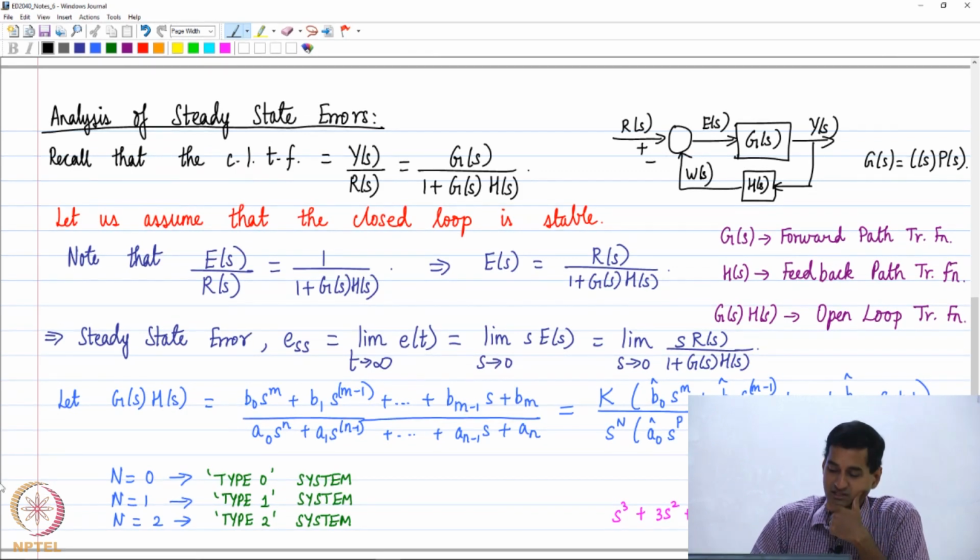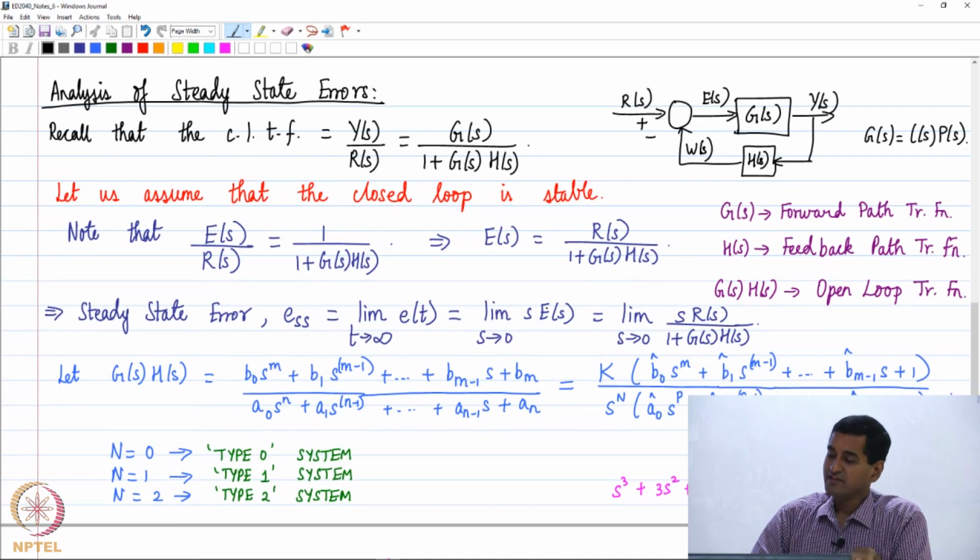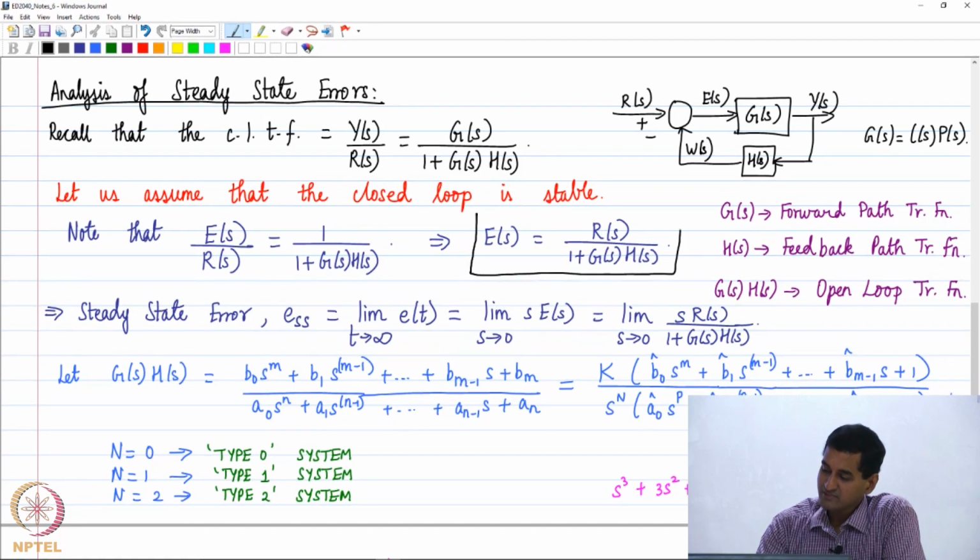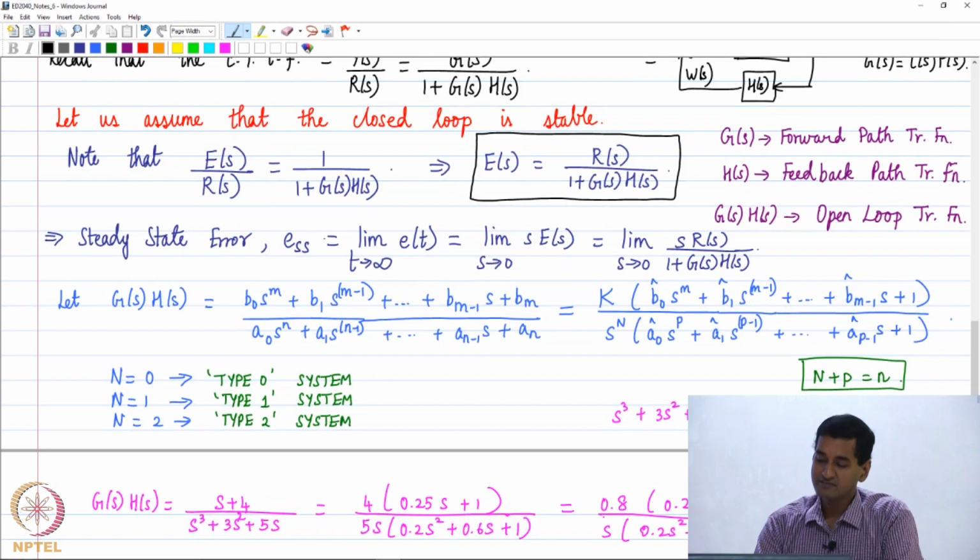So, those are the two critical transfer functions that we are going to be interested in, and using this we got that E of s is R of s divided by 1 plus G of s H of s, right. So, that is something which we are going to look at in detail today, and using the final value theorem, the steady state error, which is essentially nothing but limit t tending to infinity E of t, is limit s tending to 0 s times E of s, which is given by limit s tending to 0 s times R of s divided by 1 plus G of s H of s, right.